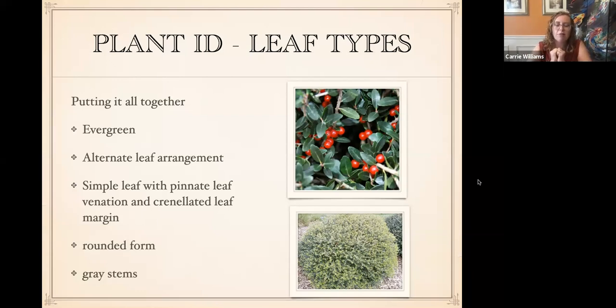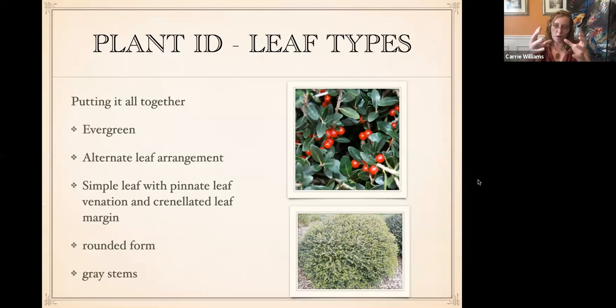We also look at the leaf margin, the edge of the leaf. It's crenate. It has that little scalloped edge. In general, the form of the plant is what you'd call a mounded, rounded form. And then perhaps you might look at some of the other characteristics. For instance, with this one, we've got red berries. So we can use that for identification. There are some plants that don't produce berries. Also, if you look at the stems, they kind of have a gray color. In this instance, we might also use that to figure out what this plant is.